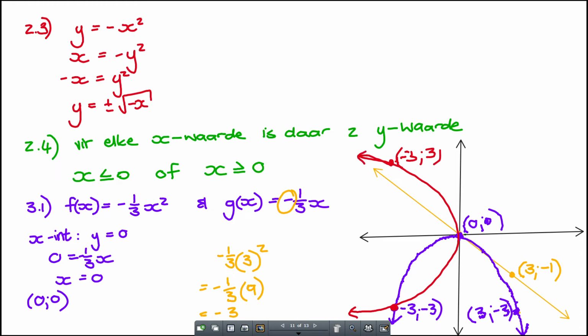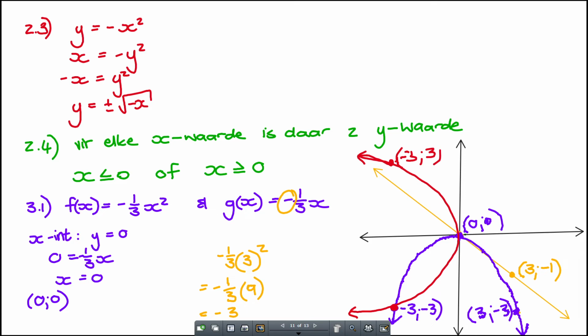Okay, myne lyk nou nie mooi nie. Hopefully yours is prettier. Okay, dan vra hulle vir my 3.5. Verduidelik hoekom daai inverse nie 'n funksie is nie. Because if I do vertical line test, you will see that for every x value, there's more than one y value. Jy kan net daar sê vir elke x waarde, so meer as een y waarde.